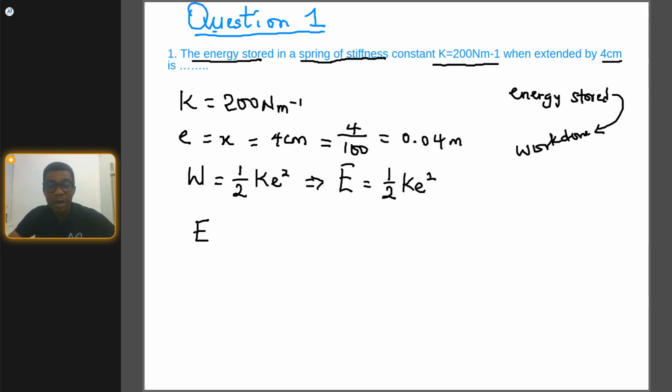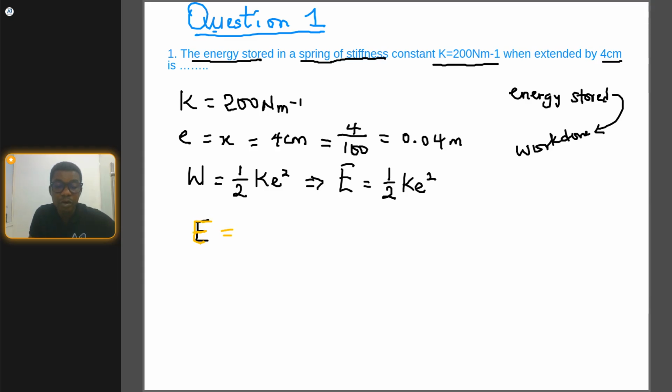So I'll be dividing 4 centimeter by 100, because 100 centimeter makes 1 meter. So I'll be dividing the centimeter given to me by 100. So I can proceed now to solve the question. Now that I have the length or the extension in meter, I can solve now.